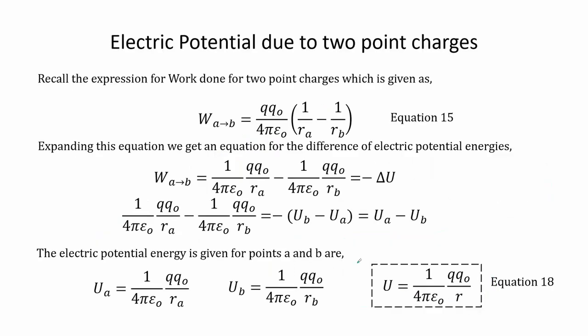Recall the expression for the work done for 2 point charges as shown by the equation here. Expanding this equation, we can get expressions for the individual electric potential energies at different positions A and B. We see that the electric potential energies are shown here, and we can write a general expression for electric potential energy due to 2 point charges as shown by equation 18.